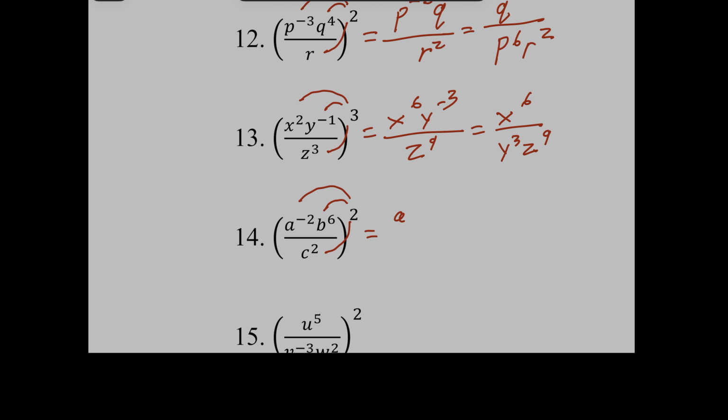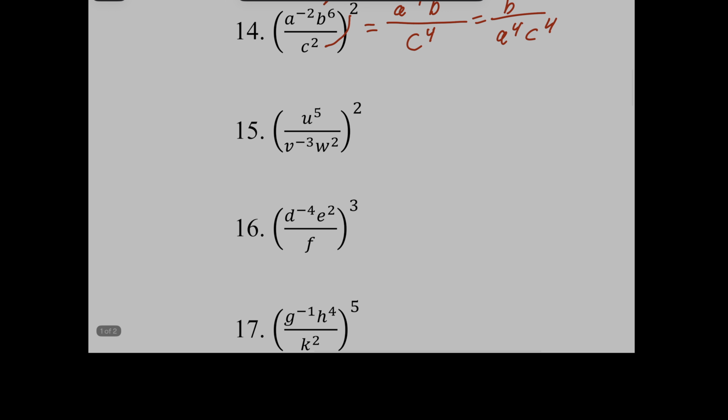This is going to become a to the negative 4, b to the 12 over c to the 4th. Now, the a needs to flip down to the bottom, so the b to the 12 stays up. My a turns positive but flips down, c to the 4.